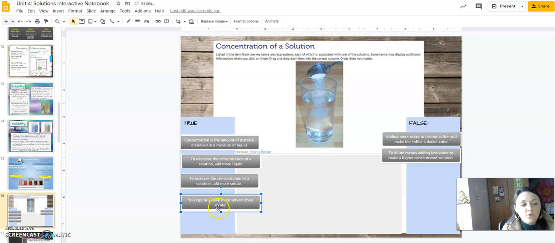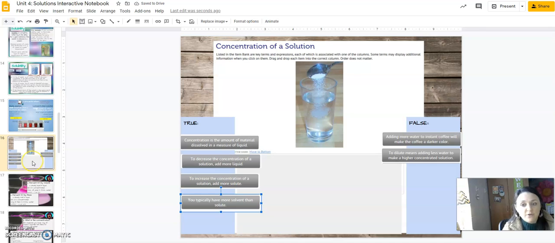Typically, when you're talking about Kool-Aid, you have more water than actual Kool-Aid powder. You have a whole pitcher of water, but you have only a little packet of Kool-Aid powder.